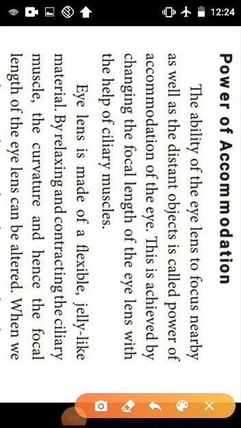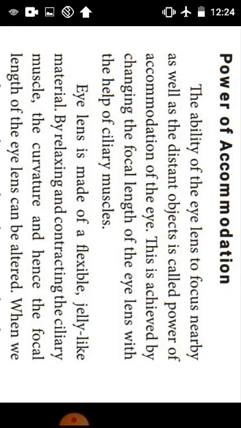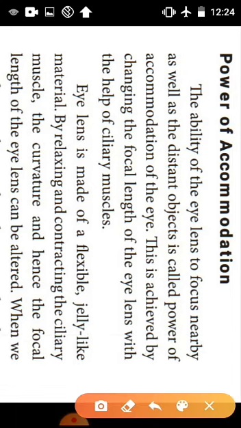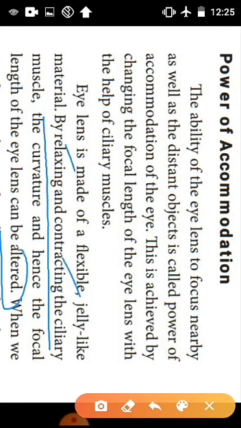And see the second paragraph. The eye lens is made of flexible material like jelly. What is flexible? Flexible means very thin and soft material. Okay. So eye lens is made of flexible material. The next line: by relaxing and contracting the ciliary muscles, the curvature and hence the focal length of eye lens can be altered. Altered means changes.